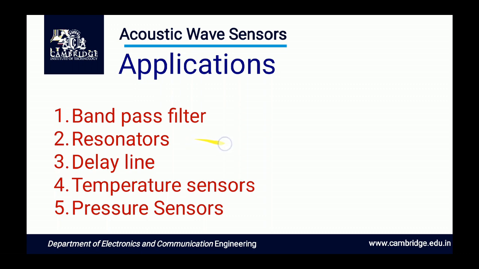Speaking about the application of acoustic wave sensor as a resonator, on increasing the number of electrode pairs in the IDTs, that is, if the number of electrodes is increased, the bandwidth becomes very small. This implies that SAW device can be used as resonators.